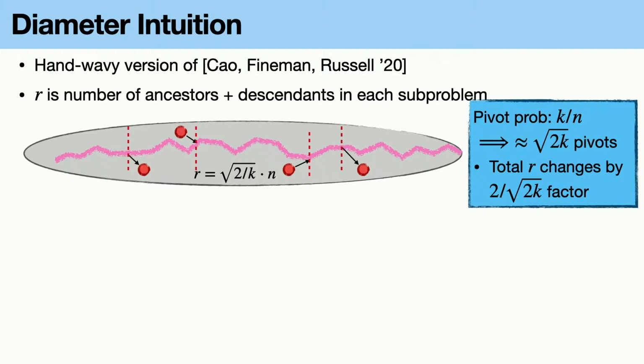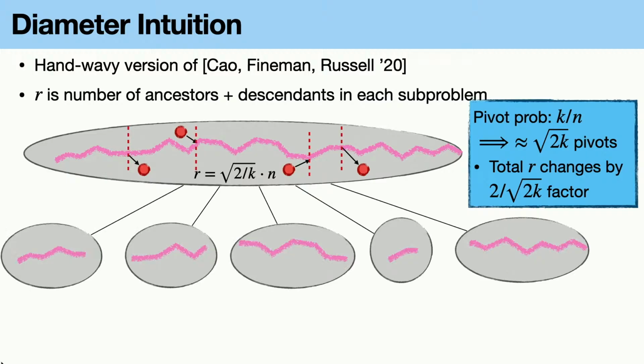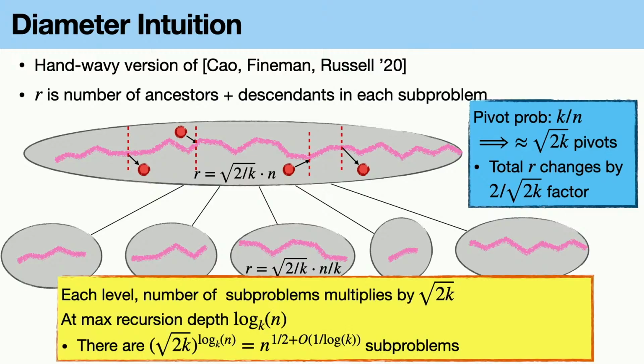So I'm going to select a bunch of pivots, I'm going to chop the path up, it's going to induce a bunch of subproblems. And if you do the math out, you'll see that each of these subproblems has a 1/k factor fewer related nodes than the one above. So I'm in the same situation again, and you can argue the same thing again. So at each level of recursion, the number of subproblems is growing by square root of 2 to the k. The recursion depth is at most log base k of n, because at that point you're selecting everybody as a pivot. So that means that there are at most square root of 2 to the k, or square root of 2k to the log base k of n, or n to the 1/2 plus little o of 1 subproblems.